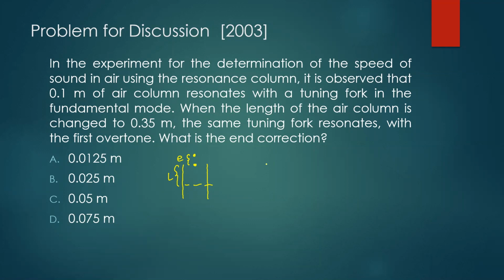Okay. So now, when I look at the fundamental, the fundamental is V by 4L, but instead of L, I'm going to take it as L plus E. So I'll take that as L1 plus E. Okay, so that's the fundamental. Now, the next resonant frequency will be the third harmonic. So that will be 3V by 4 into, let's say, L2 plus E. You understand this? So this is the third harmonic.